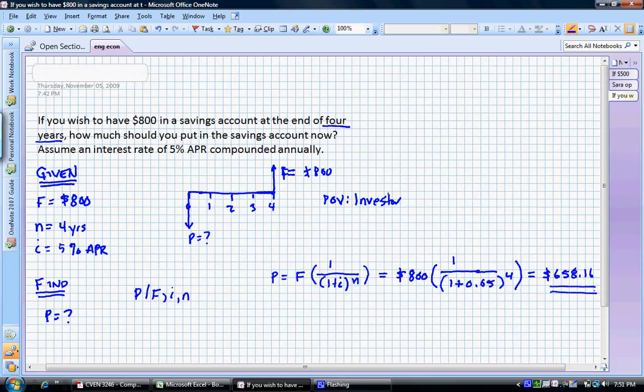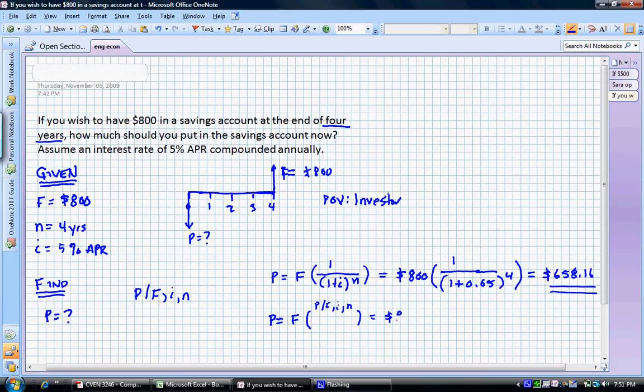And that makes sense to us, right? We've gained about $150 worth of interest over the course of 4 years, and that makes sense. So we know we're in the ballpark at least. Let's also try this problem using the factor table. Using the factor table, we're going to use the following notation. P is equal to F times the P/F I N factor.